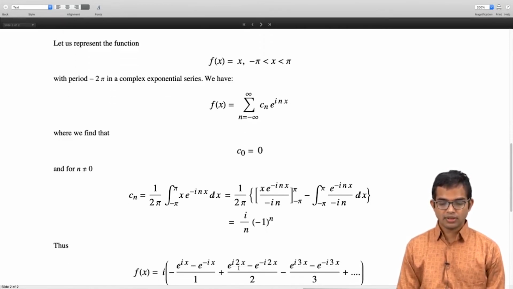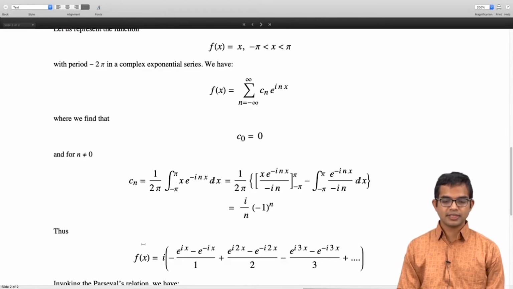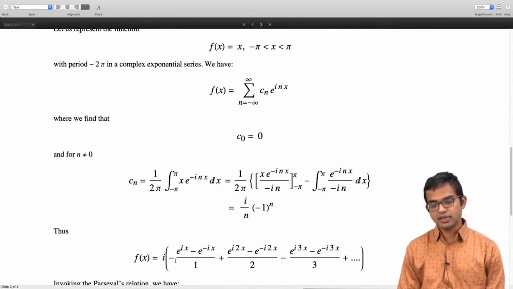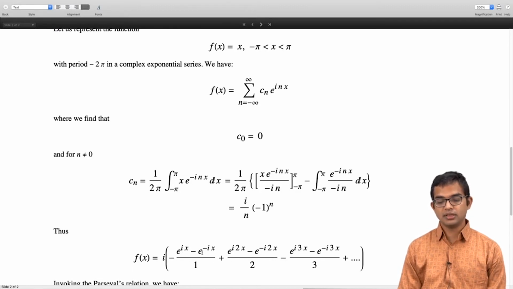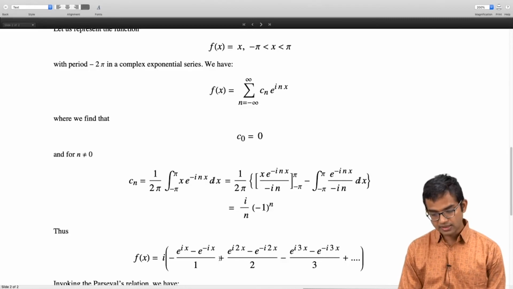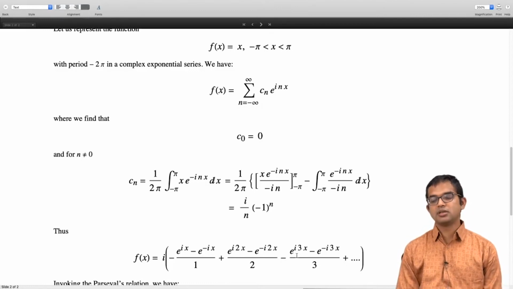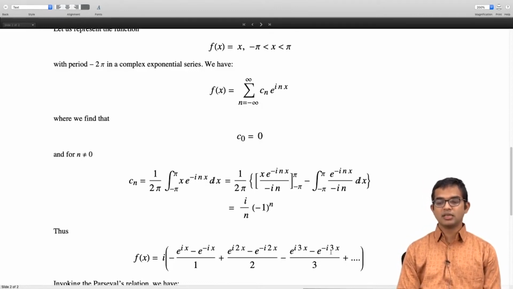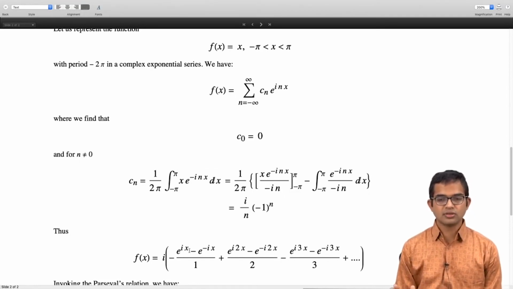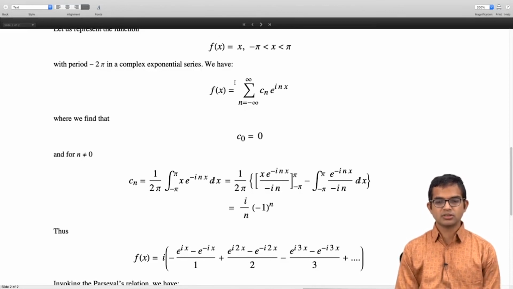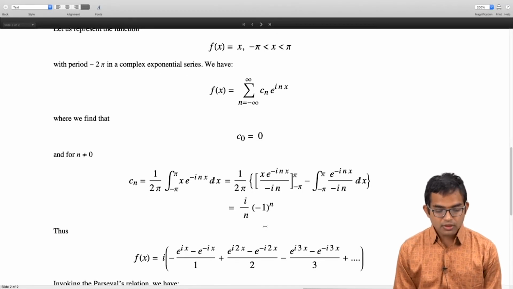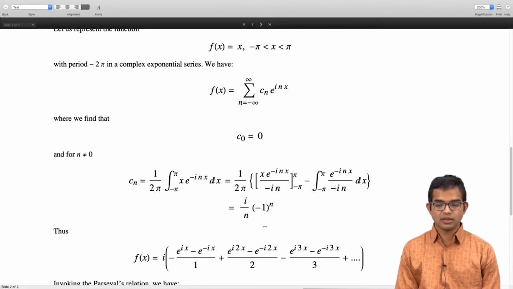If I work this out carefully, the series expansion for f(x) is i times (e to the ix minus e to the minus ix) divided by 1, minus (e to the i 2x minus e to the minus i 2x) divided by 2, plus (e to the i 3x minus e to the minus i 3x) divided by 3, and so on. You can see immediately that it has only sines, no cosines are allowed in this expansion, because this is an odd function. It's more convenient to work with these complex exponentials for the application of Parseval's relation, so that's why I have written it like this.